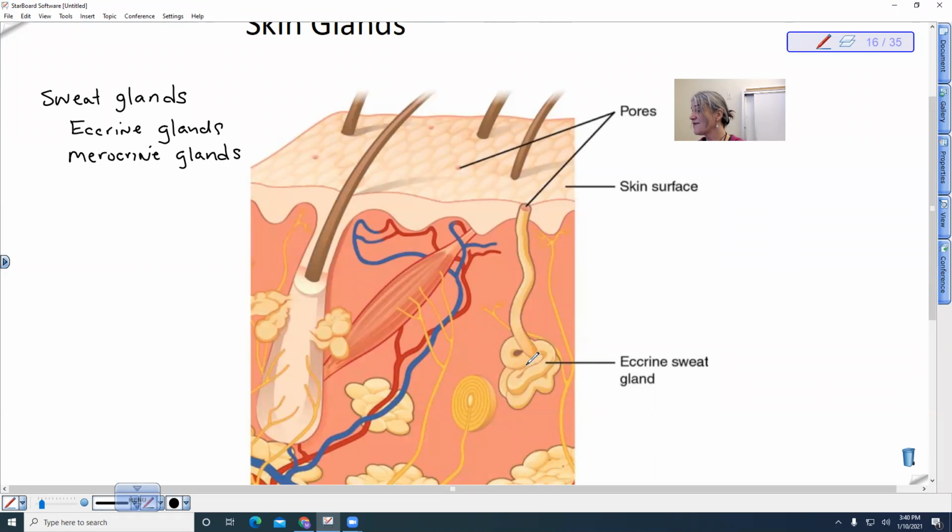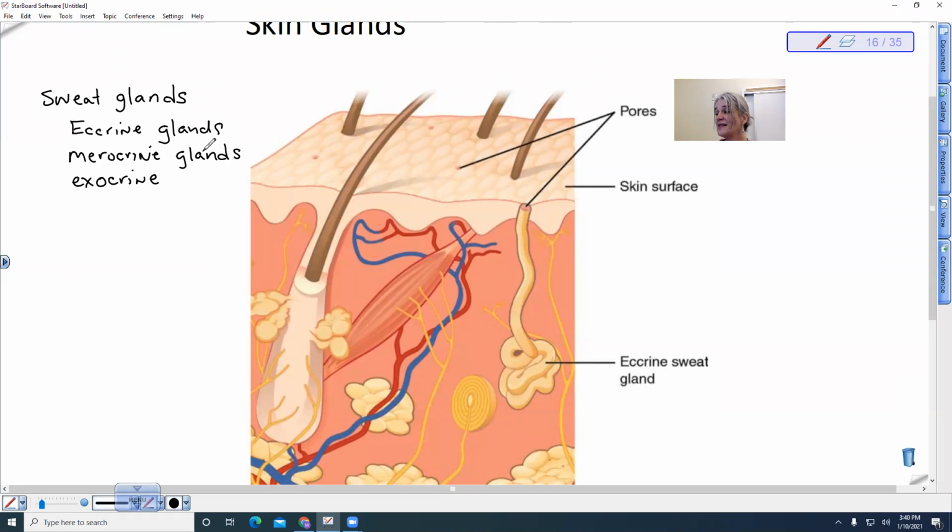Notice that this part of it is down in the dermis, and then it has a duct. And so it's actually an example of an exocrine gland as well. So we would say that it is exocrine, not endocrine. It doesn't release hormones. It's actually producing and releasing substances into a duct.